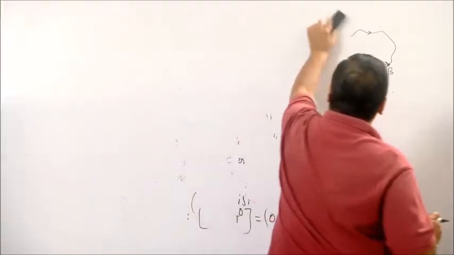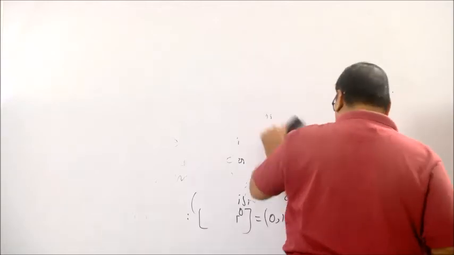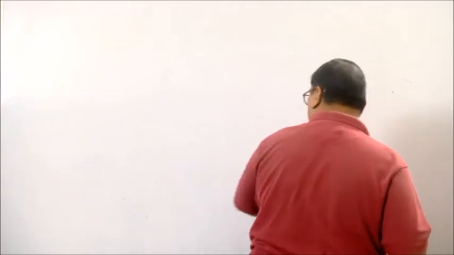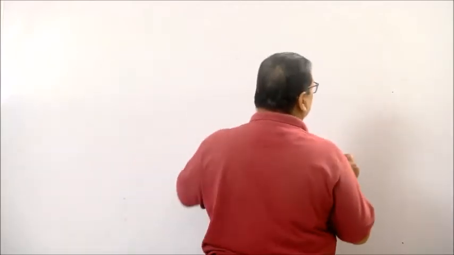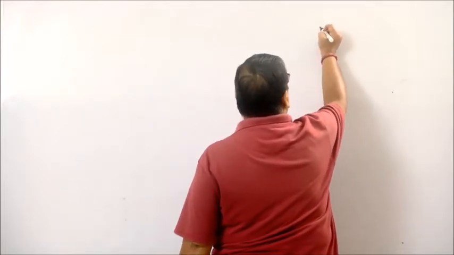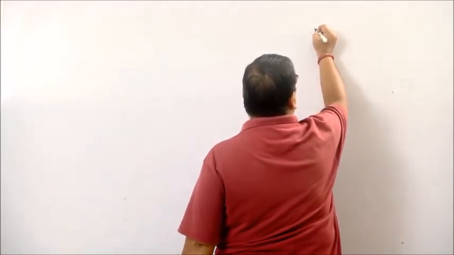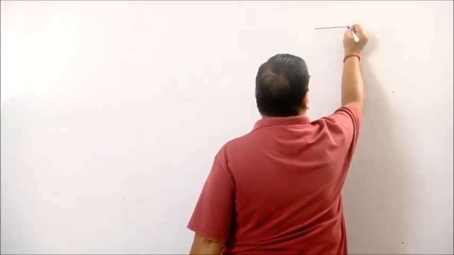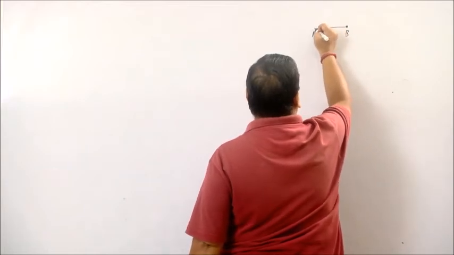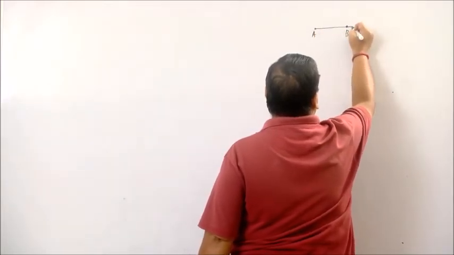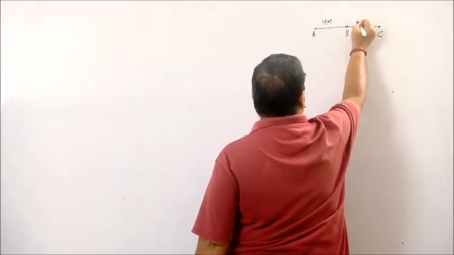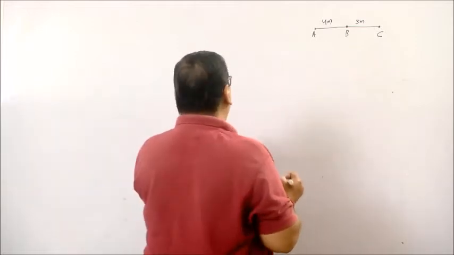So, we will take some examples, then we can distinguish between distance and displacement in a better way. First, you see a body is moving from point A to point B first, then B to C. This is 4 meter, this is 3 meter.